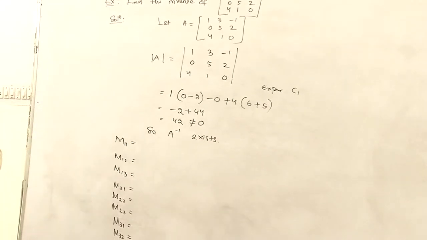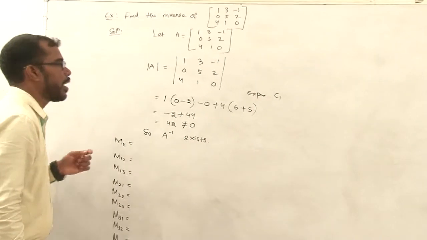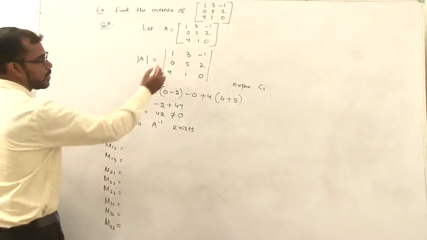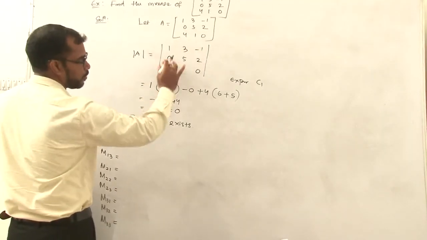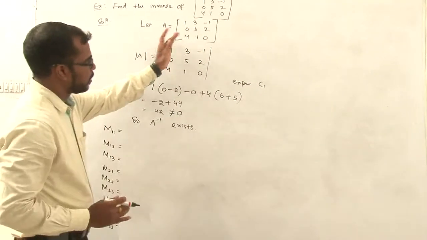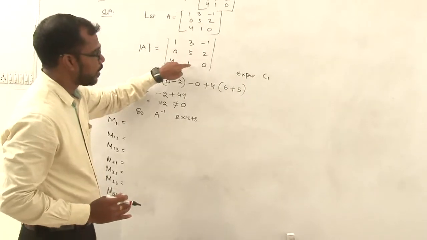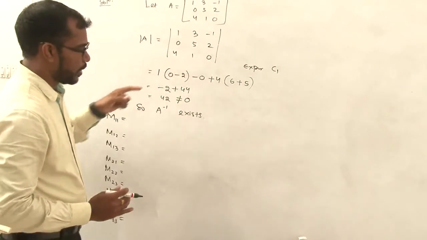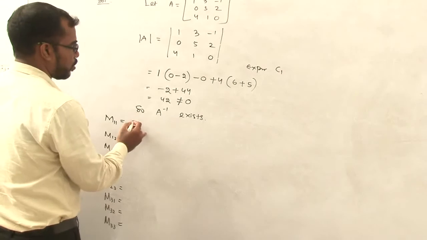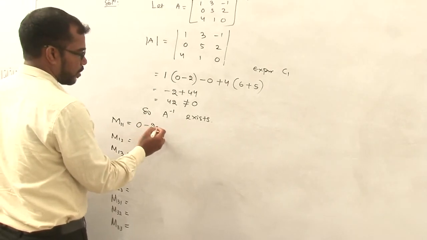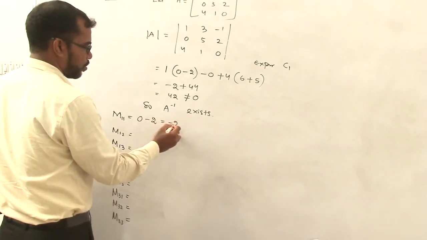So there are 9 minors to find out. First is M11. M11 means the element 1. If we delete this element, the remaining value is 5, 2, 1, 0. So we can expand, that is 0 minus 2. So 0 minus 2, that is minus 2.